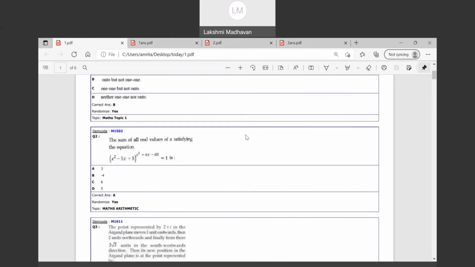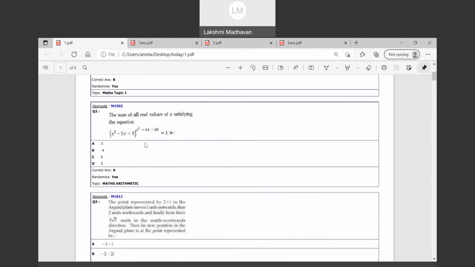Now moving on to the next question. It's a really interesting question, and I think this question was there in the 2016 JEE question paper. The sum of all real values of x satisfying the equation (x square minus 5x plus 5) whole raised to x square plus 4x minus 60 equal to 1 is.